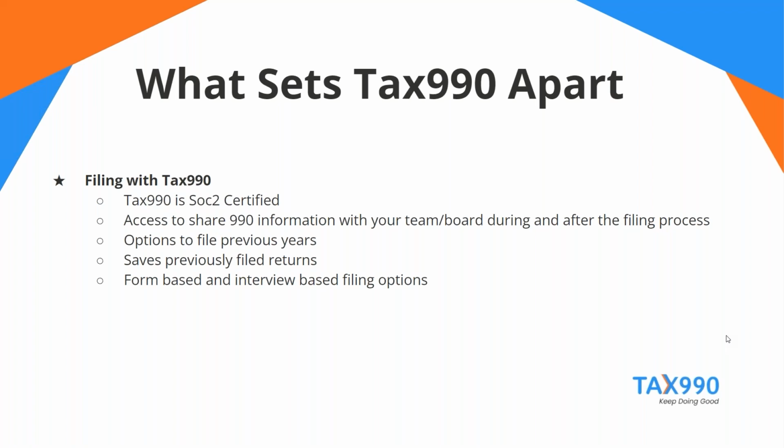Additionally, all of your previous filing records are saved in your Tax 990 account, so you can easily navigate returns filed in the past. Tax 990 offers 2 different filing formats. You can choose from our form-based filing option, which is similar in structure to the form PDF, and you complete the information line by line.